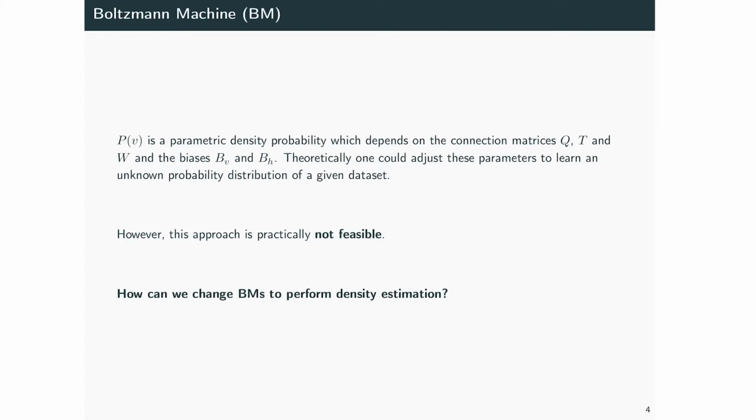And theoretically, one could imagine that we can start doing some density estimation using the standard Boltzmann machine. However, as I'm sure that some of you already know, this is practically not feasible, and that's why we can resort to other techniques such as the restricted Boltzmann machine. But we still like the idea of the Boltzmann machine, so we wanted to answer a question, which is how can we change the standard approach of the Boltzmann machine in order to perform density estimation.